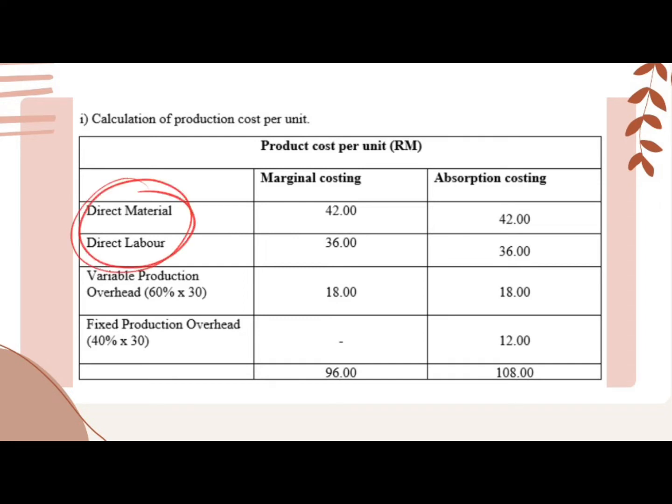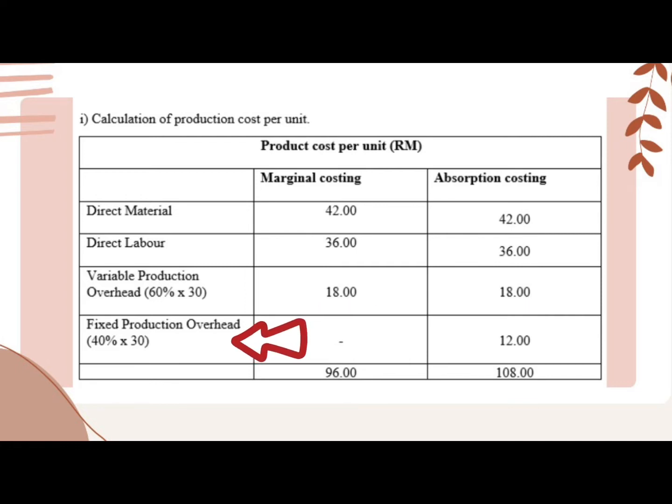Direct material and direct labor for marginal costing and absorption costing are the same at RM42 and RM36. To get variable production overhead, 60% needs to be multiplied by RM30. Therefore, the variable production overhead for marginal and absorption costing is RM18.